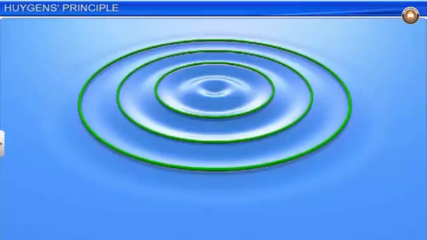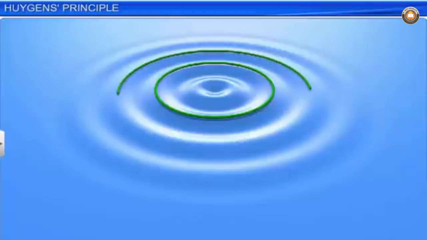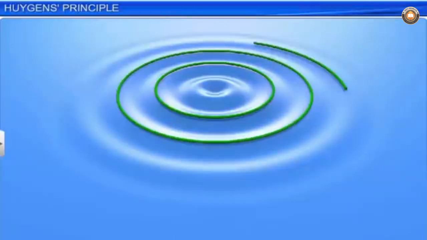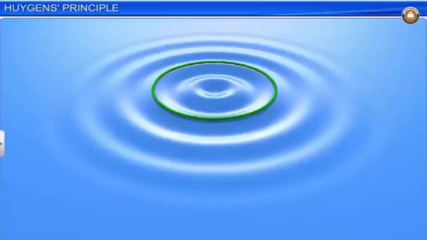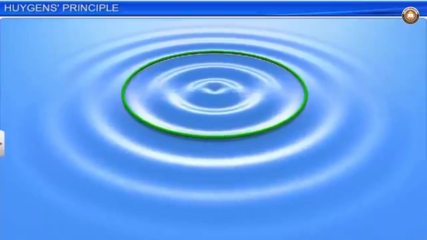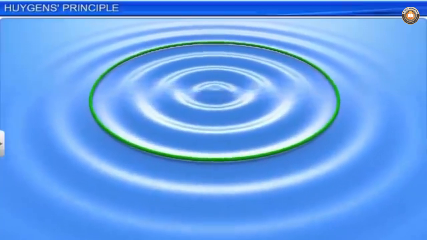In case of water waves on the surface of water, we observe circular wavefronts. Each circular wavefront is a locus of all points having the same phase of oscillation. The propagation of the waves can be understood by studying the propagation of wavefronts.